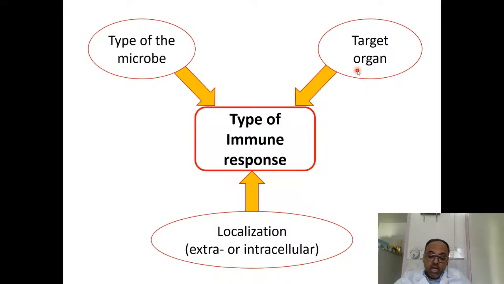The second one is the organ or organs that are infected. Is it a systemic infection that influences multiple organs, or it's an organ-specific disease? But the third factor, which is kind of more important, is the localization of the pathogen at the cellular level. Are we talking about a pathogen which lives inside cells, or are we talking about a pathogen which lives outside cells? So, is it an intracellular infection or an extracellular infection?